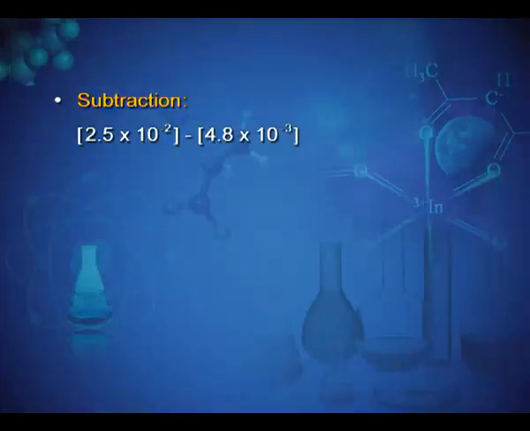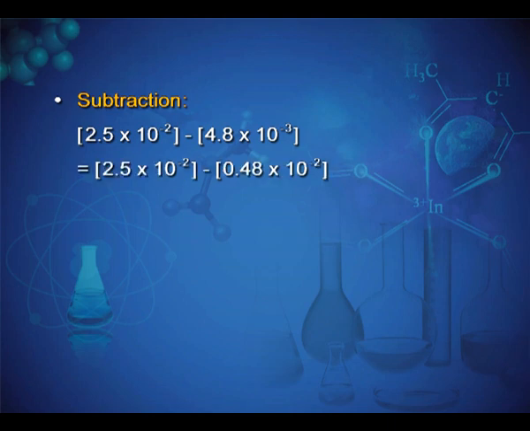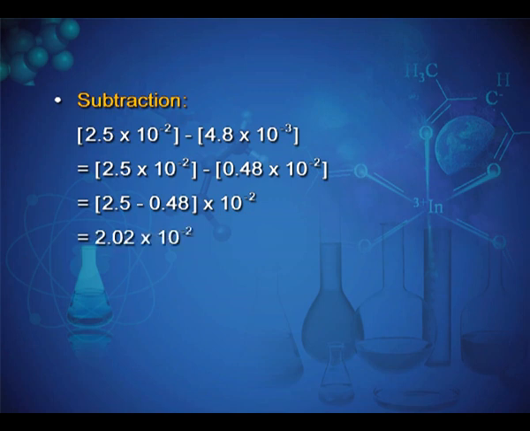Subtraction example: we have to subtract 4.8 times 10 to the power minus 3 from 2.5 times 10 to the power minus 2. As previously, we take 2.5 times 10 to the power minus 2 minus 0.48 times 10 to the power minus 2. In this step, we are making the exponent the same for subtraction. So the solution will be 2.5 minus 0.48 times 10 to the power minus 2. The final answer will be 2.02 times 10 to the power minus 2.